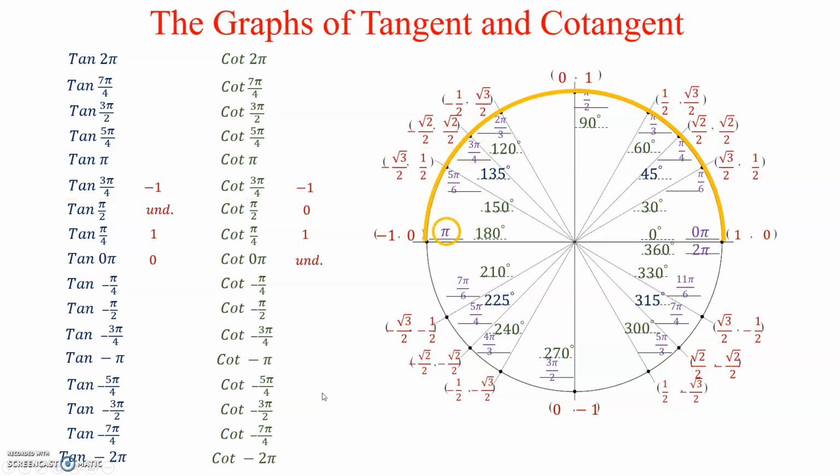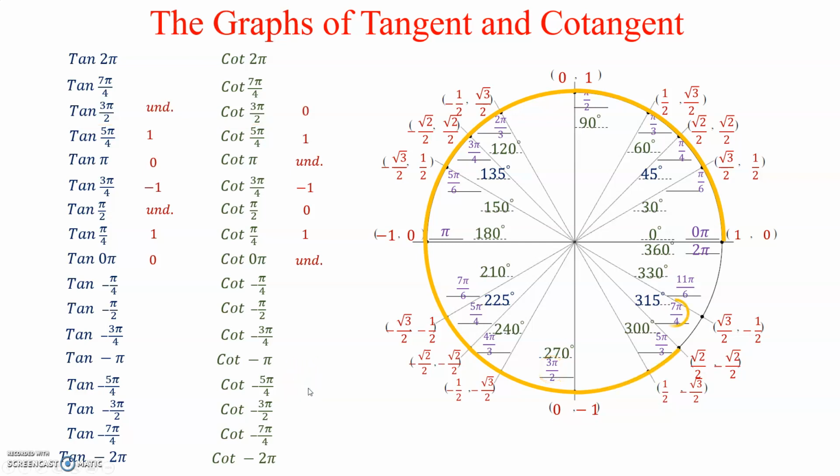Let's continue to pi. To find the tangent and cotangent of pi, we'll be using these coordinates. Y over x, 0, x over y, undefined. Let's continue to 5 pi over 4. We can find the tangent and cotangent using those coordinates. When we divide them, y over x we get 1, and x over y we also get 1. Continuing to 3 pi over 2, to find the tangent and cotangent, we'll use the coordinates 0 and negative 1. Tangent, y over x, undefined. Cotangent, x over y, 0.